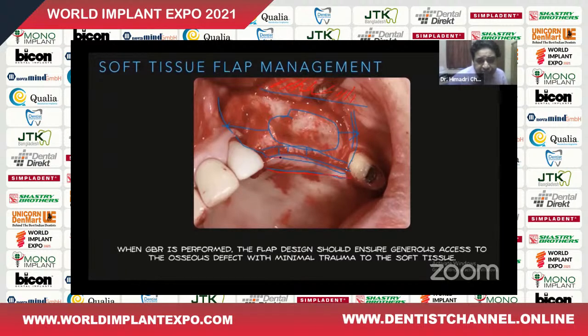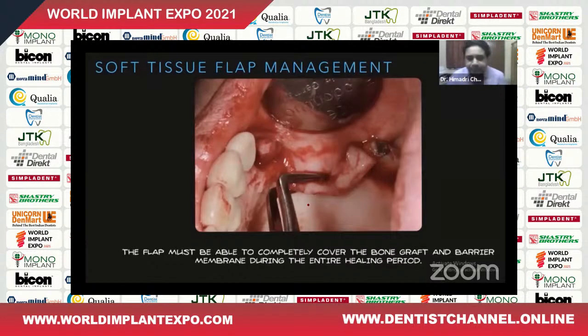Though the original position of the flap was here, from here we have incised, so that the flap should mobilize at least 4 to 5 millimeters in the palatal direction, so that when you volume augment this place, we can mobilize the flap in such a way that when you go for the closure here, it will be watertight but still passive. Okay. And the soft tissue trauma should be minimal. So the flap must be able to completely cover the bone graft and the barrier membrane during the entire healing period.